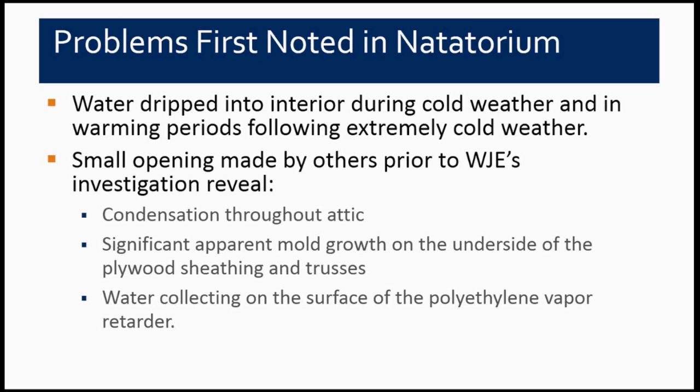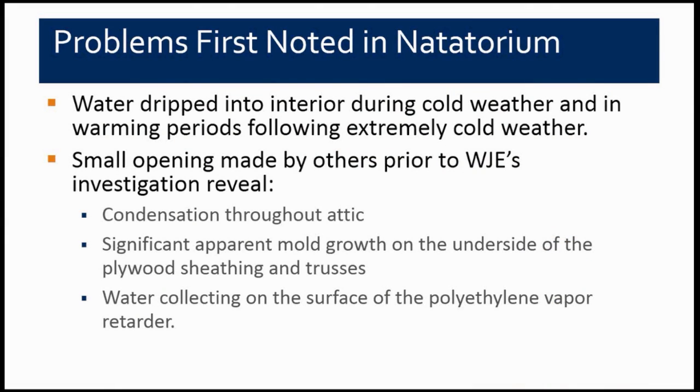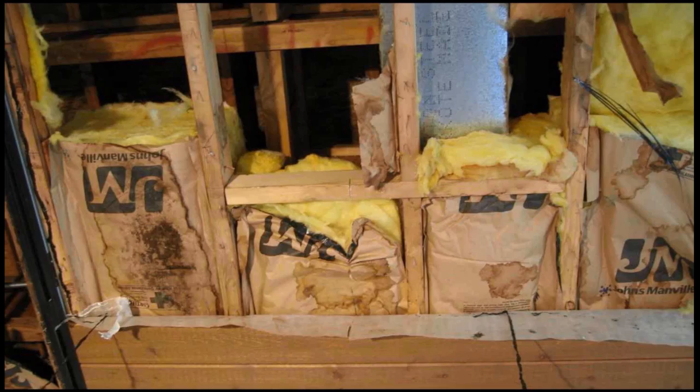What happened was during cold weather, they had water dripping from the ceiling onto the floor, and it was a brown liquid, and it went on their furniture, it went in the pool, and it went all over the floor and throughout the place. They made some openings prior to us getting involved. They made a small opening and discovered that there was condensation throughout the attic space. In this case, it's a nearly flat roof. By attic space, I'm talking about the area within the roof truss members. There was significant black growth, apparent mold growth on the underside, which was later confirmed to in fact be mold.